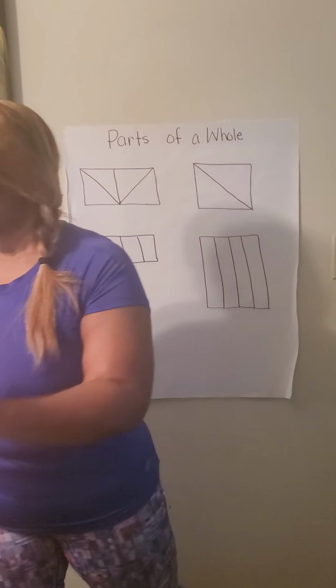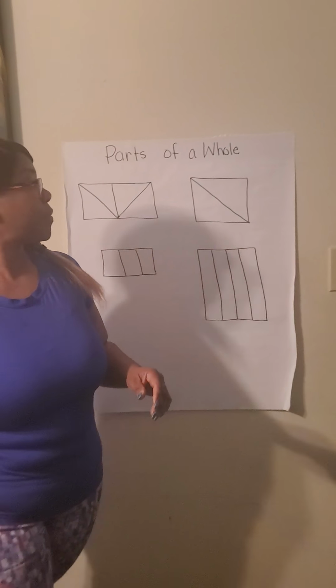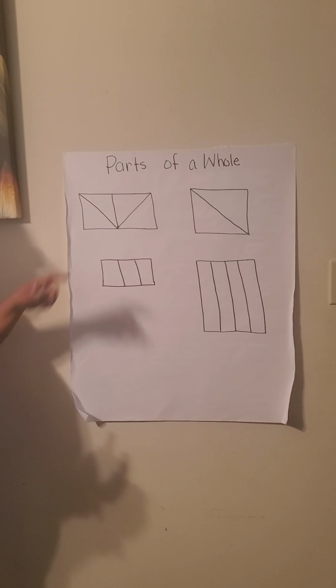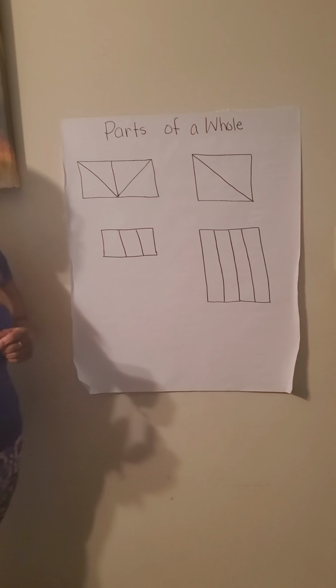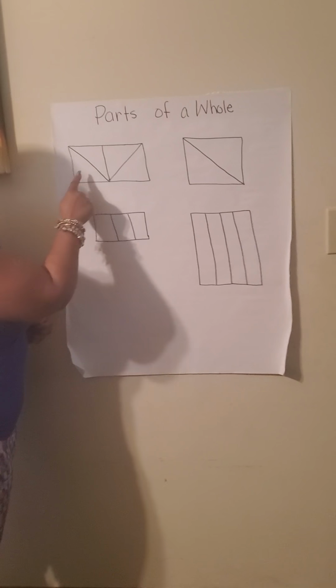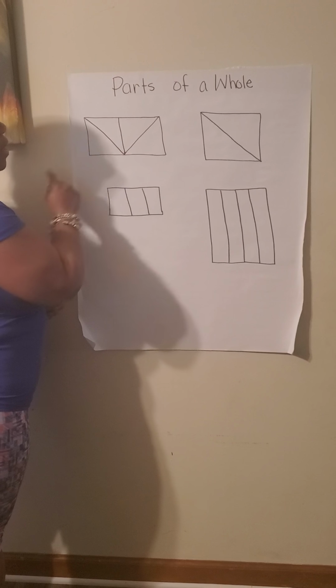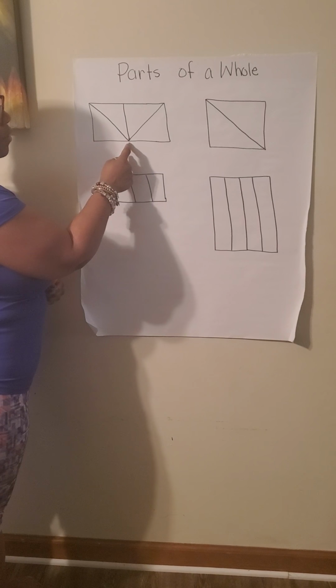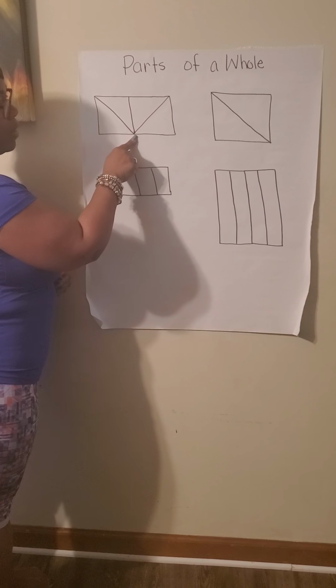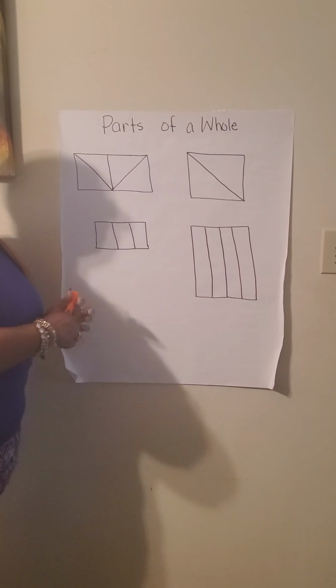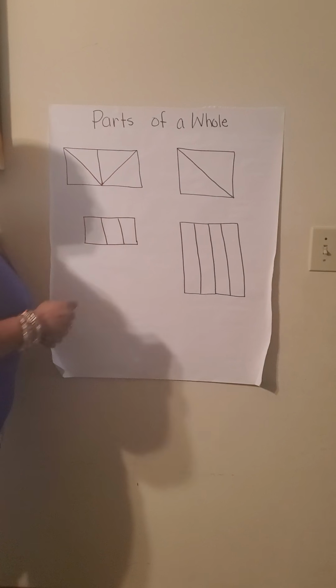All right, so look at my chart. Look at this first one. How many sections do you see here? You should see 4 sections. Let's count them. 1, 2, 3, 4. I see that I have a line going down the middle, and then another line going diagonal across this square and diagonal across this square. So we have 4 equal parts.